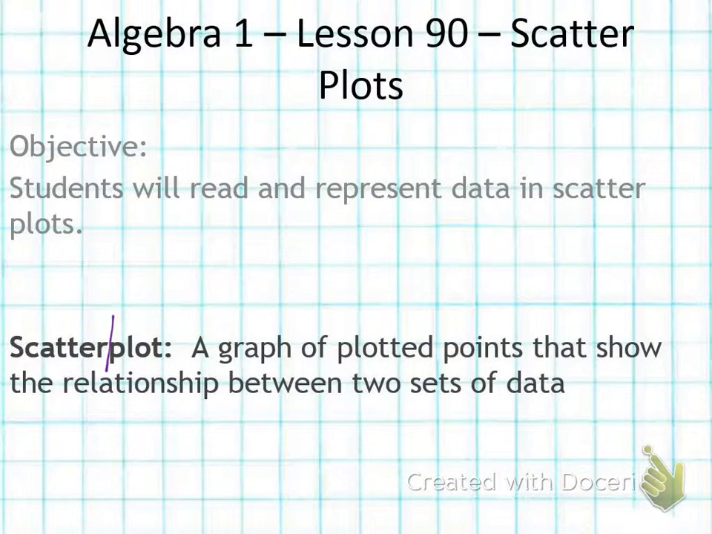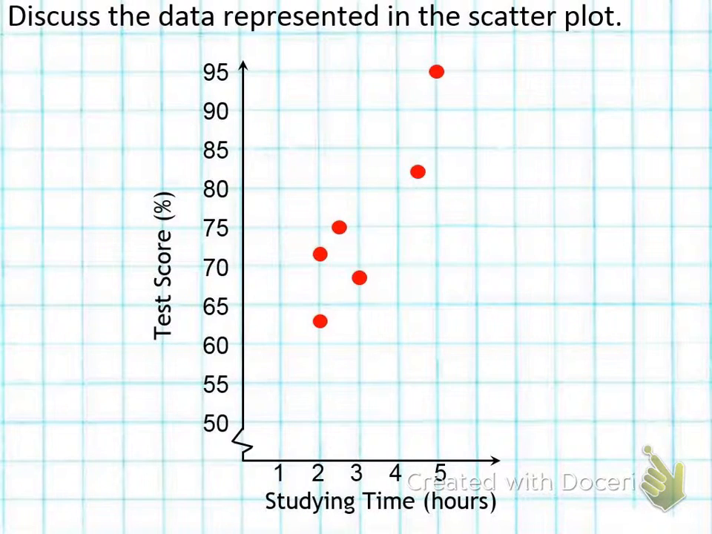Okay, so make sure you write down this definition for scatter plot. And then we're going to go on to the steps. If you want to start writing them, they're on the board. We'll go on to them on the big slide in a second. All right, so this is an example of a scatter plot.